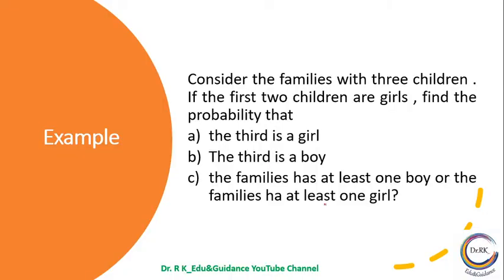Next, another example so that the concept becomes very clear. Consider families with 3 children. If the first 2 children are girls, find the probability that the third is a girl, the third is a boy, and the family has at least one boy or at least one girl. Is any conditional probability involved here? Yes, the information we have is that the first two children are already girls. This is an already happened event. We need to find the probability that the third is a girl, or that the third is a boy. Therefore this can be solved with the help of the concept of conditional probability.